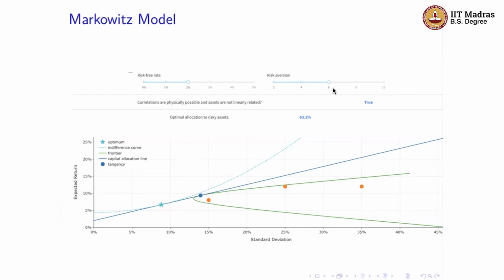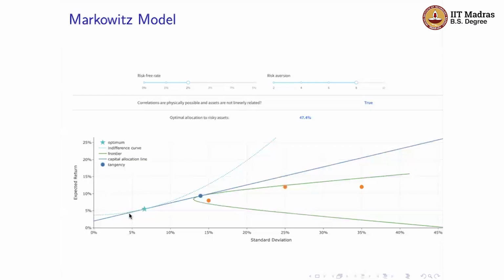Now the question is, suppose that we change the risk aversion. How will this picture look? This is for risk aversion 6. Now if you look at risk aversion 8, we can see that you have just moved along the same straight line, which connects the risk-free asset, the 2% that you have, with the same tangency portfolio that you see in the two pictures. The only thing that has changed is that the optimal point has shifted a bit to the left.